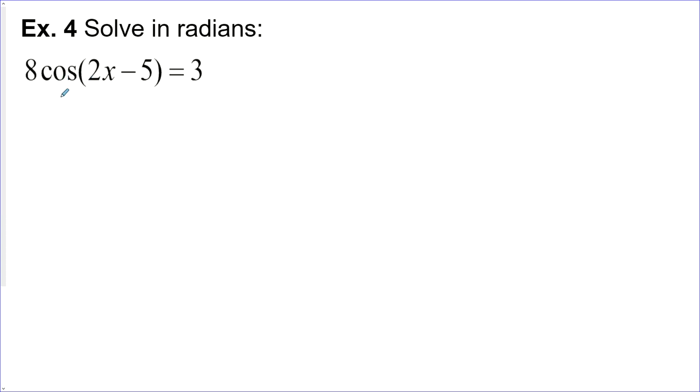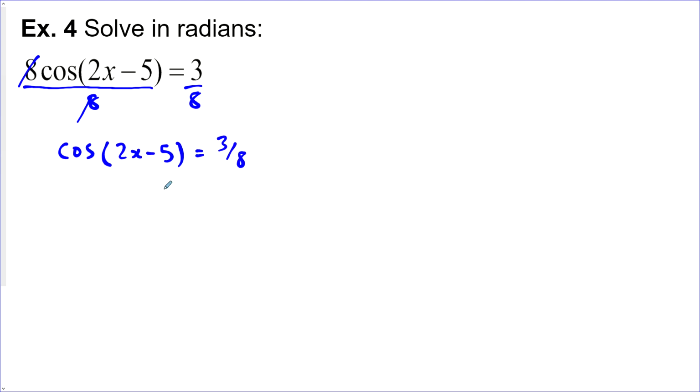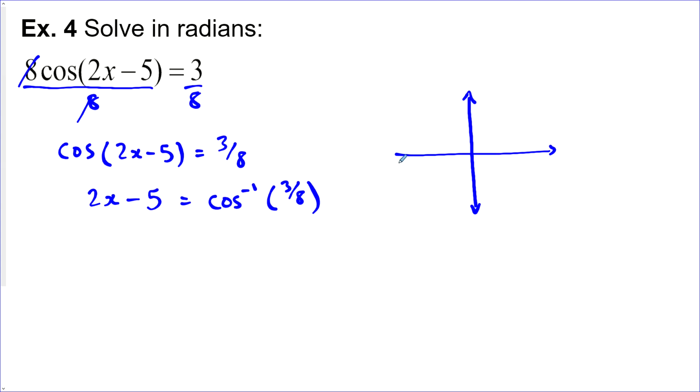We want to solve this equation in radians. There's no domain restriction, so we'll have to write our answers in general form. First thing I will do is divide both sides by 8 so I can get my cos function by itself. Next I'll take the inverse cos of both sides, and using a unit circle, we can see where these happen.